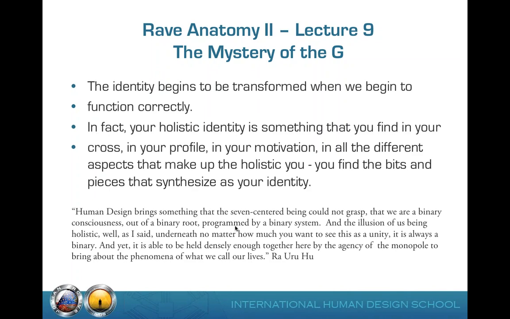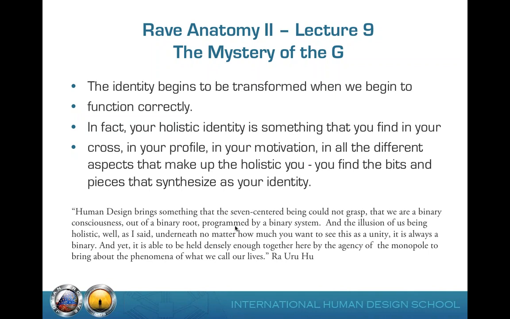The identity begins to be transformed when we begin to function correctly. In fact, your holistic identity is something that you find in your cross, in your profile, in your motivation, in all the different aspects that make up the holistic you. You find the bits and pieces that synthesize as your identity. Once you bring all these pieces together, and then you're on the correct trajectory via strategy and authority and the correct nurturing of your body and the correct environment, then your true identity can unfold. So, there's a few quotes here from Ra that I just wanted to share.